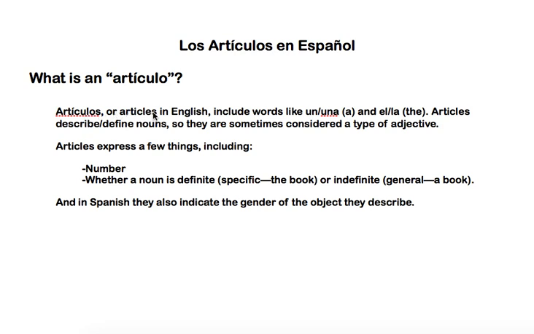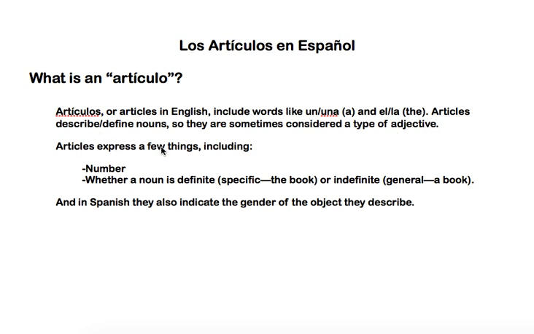Artículos, or articles in English, include words like un, una, a in English, and el, la, the in English. Articles describe and define nouns, so they are sometimes considered a type of adjective. Reminder, adjectives are words that describe and define nouns. Articles sometimes act this way, so they are oftentimes considered a type of adjective.